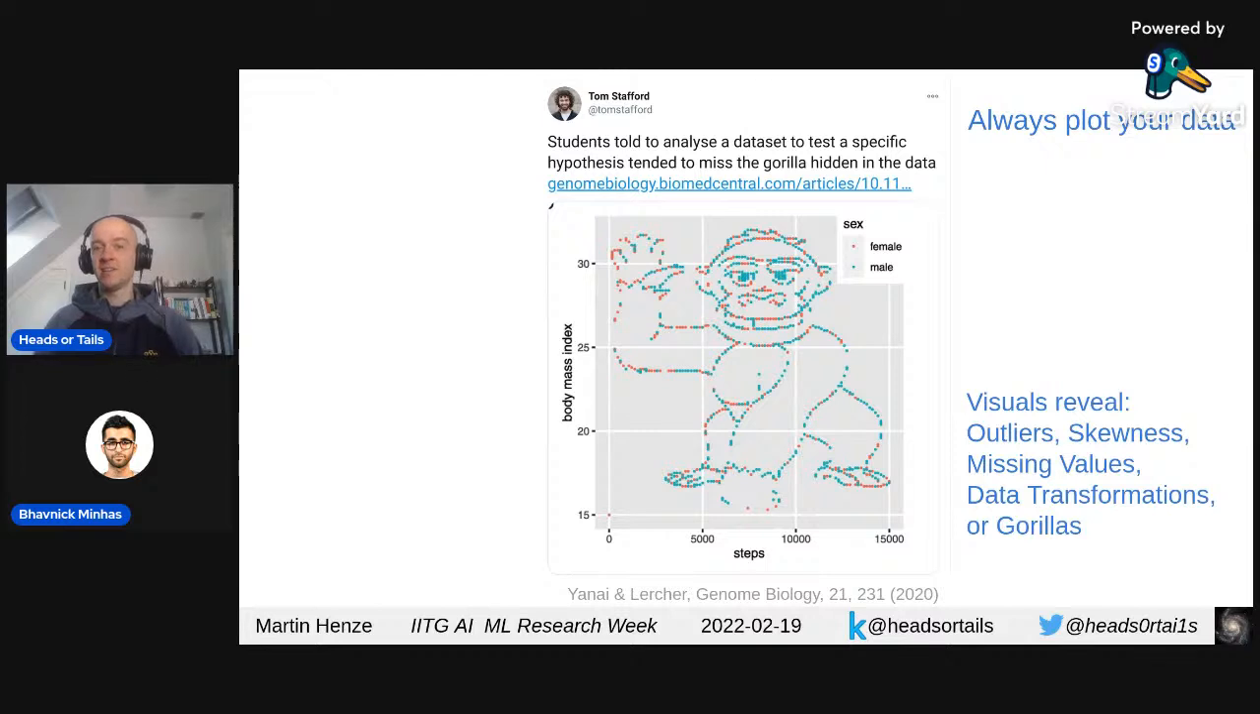Now, you might rightly think that not many data sets out there in the real world will contain a gorilla in the first place. And you might be right, although I haven't checked them all. I can't say that there aren't any gorillas out there. So it's always good to make sure. But data visualizations will immediately show up a feature like this. It will show outliers and skewness, like I said.